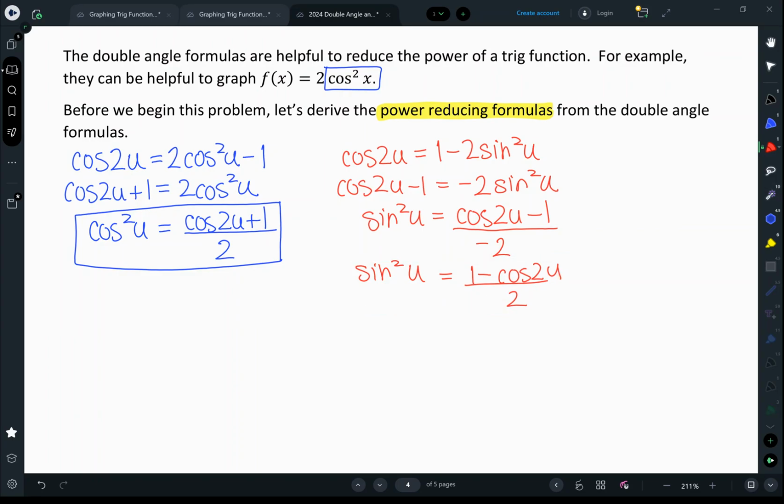And notice on this previous step, let me rebox that answer for you. On this previous step here, I was dividing by a negative 2, and so then I just distributed that negative into my numerator to get 1 minus cosine of 2u.